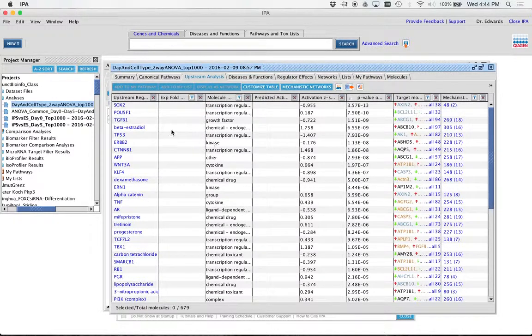Here is this table. These are all our upstream regulators. This next column is if we actually measured if they were present in our gene list. If you look, most of these top regulators that we're finding were not. And that's pretty much standard.